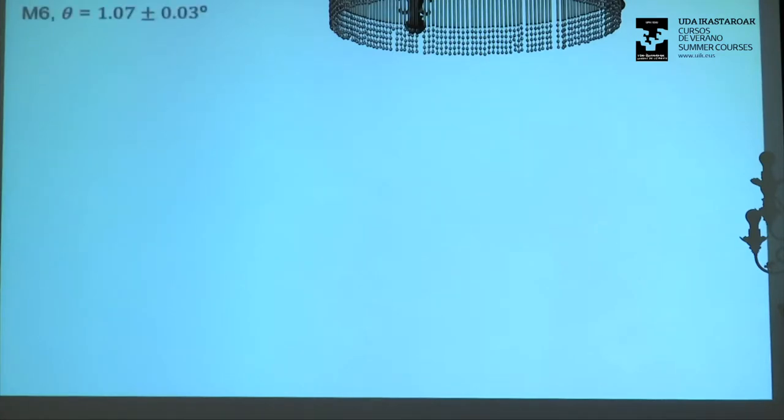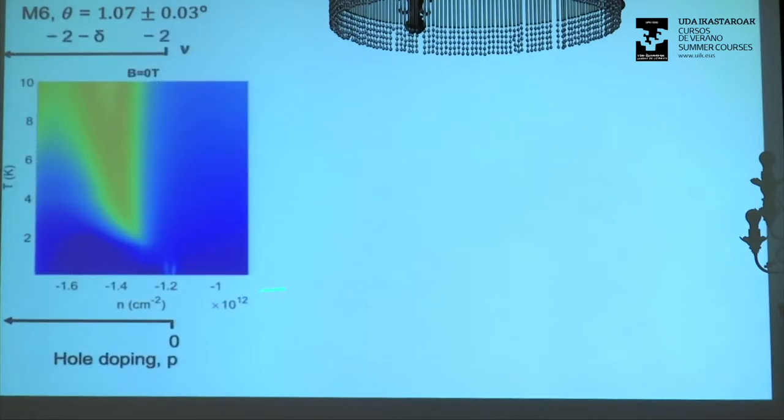You can take another device. The previous one was 1.09 degrees. This one is 1.07 degrees. Here, the correlated insulated state is very weak at 2 holes per moire unit cell. It's barely present, but you still have a dome. Sorry for the contrast with the dip here. With this feature, we call it the banana. It helps that it's yellow in this color scale, but it has this banana shape. So we have this feature here.